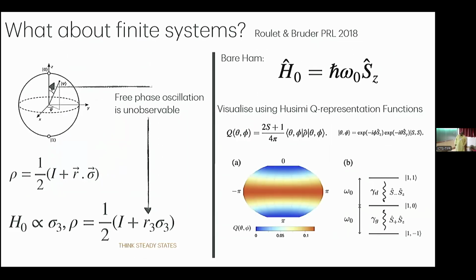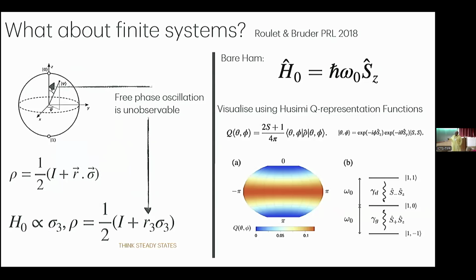So what about finite systems? This was a question that came up around 2018, for a variety of reasons, but also just to push this analogy as far as it will go. In the case of finite systems, there was a suggestion. This is not fully accepted, but there is a suggestion, which is that qubits cannot be synchronized. And so I'll just leave it at that.